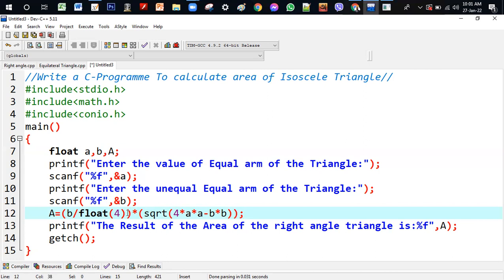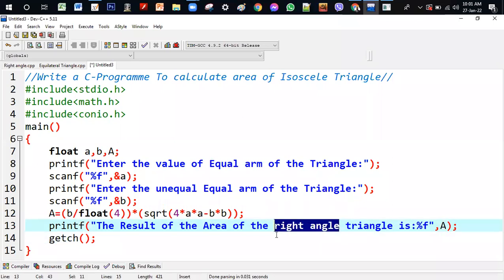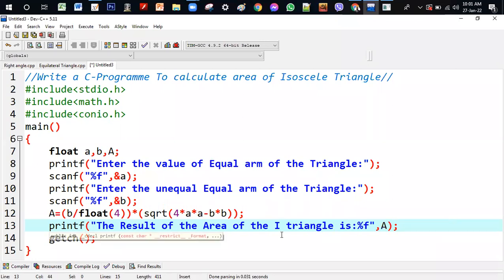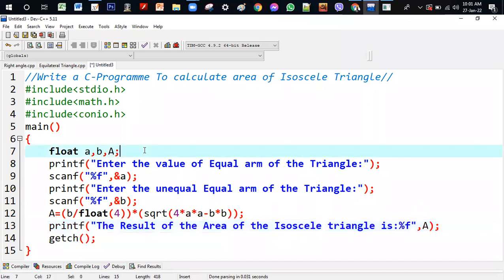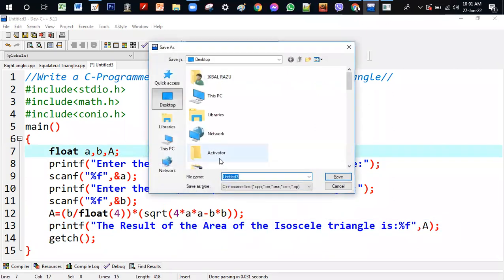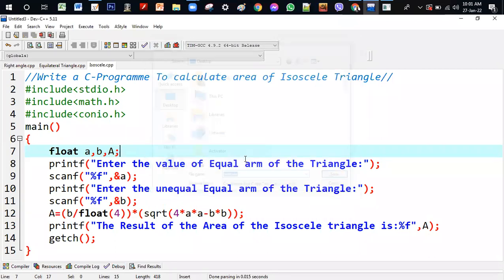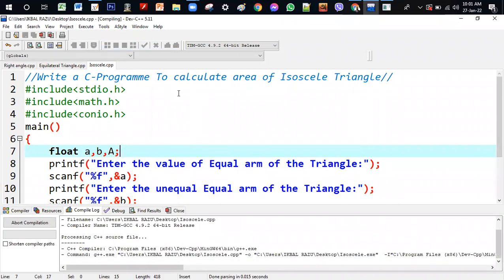So b by 4 sqrt 4 a square minus b square. So area will be percentage sign f, the area of the isosceles triangle is percentage sign f, A. Now save the file, Control S, isosceles.cpp. Now execute the program: execute, compile and run.